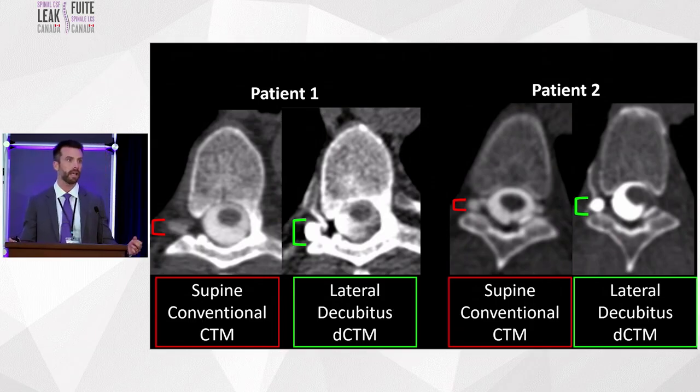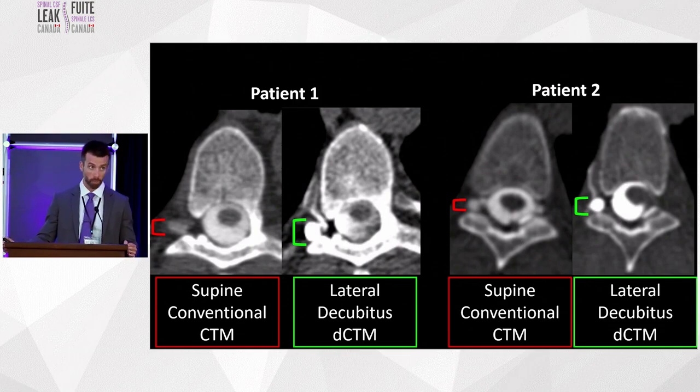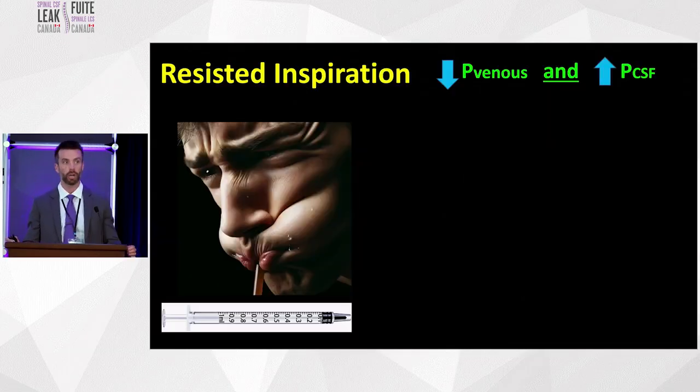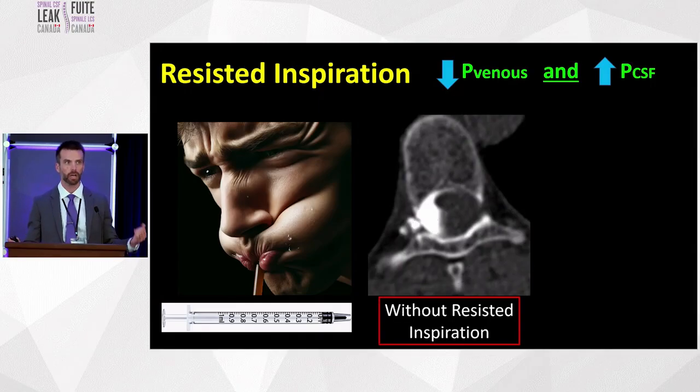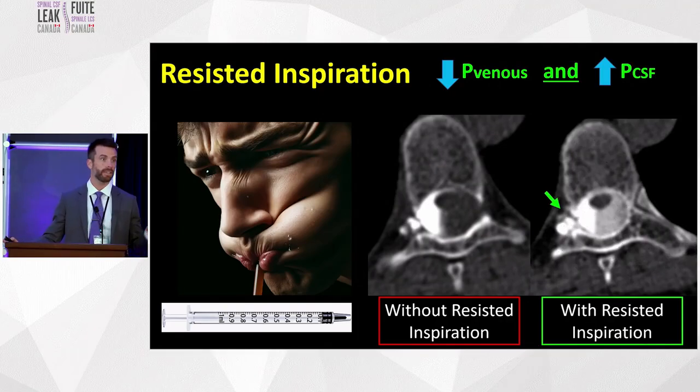It is more distended. I believe that this is a very important point in finding these fistulas: getting distension of that nerve root complex and penetration of that dye into the nerve root complex itself. This concept of resisted inspiration is very interesting, having a patient take a deep breath in through a straw while we're examining them. By doing this, we think we're lowering the venous pressure and raising the CSF pressure. Here's a patient that I did without resisted inspiration, and then with resisted inspiration, we see the fistula very nicely.